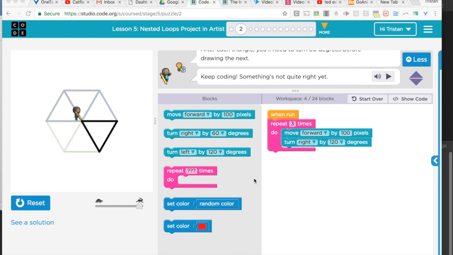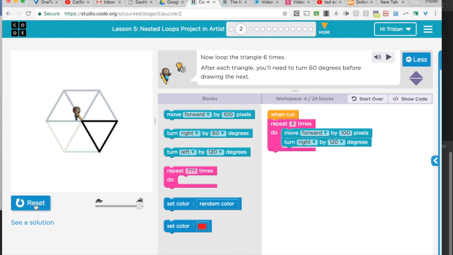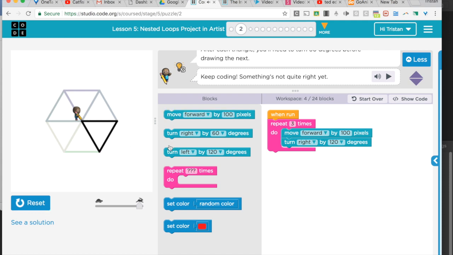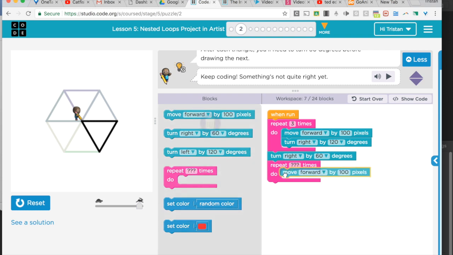So here, for example, I have made my triangle. So I have six to make six of the same triangle. And after every one, I gotta turn 60 degrees. So I have to turn right 60 degrees after. Then again, I'm gonna have to do the same thing where I move forward. And I turn 120 degrees.